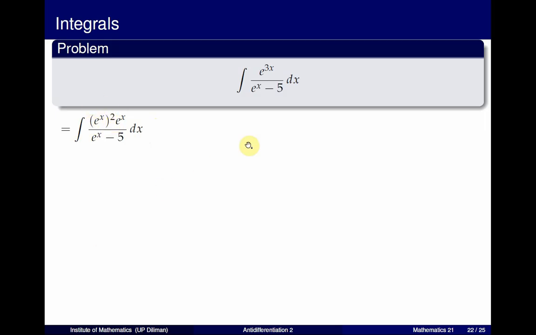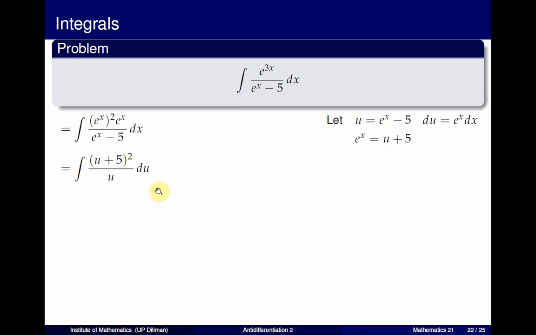So our candidate for u is e to the x minus 5. So du is e to the x dx and e to the x is u plus 5. What's the point of this? So that I can express this e to the x inside the square as an expression in terms of u. So applying the substitution, our integral becomes e to the x dx here becomes du, e to the x minus 5 in the denominator becomes u, and then the e to the x squared becomes (u plus 5) squared.